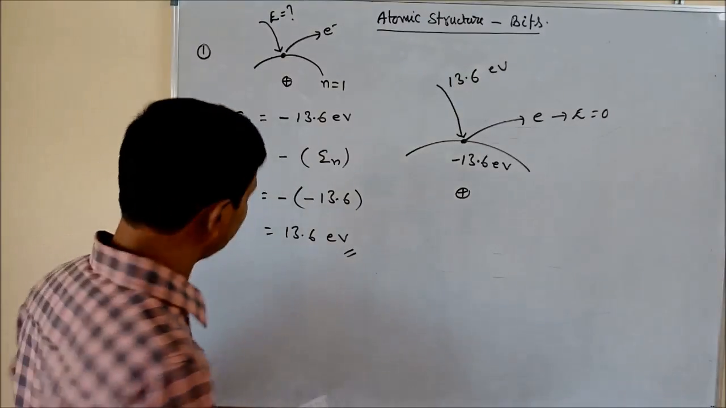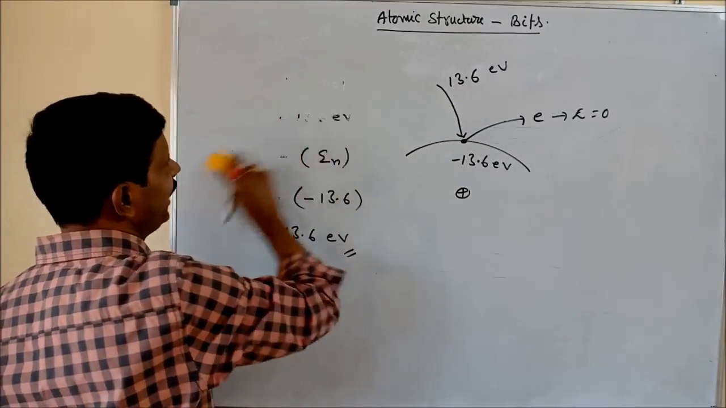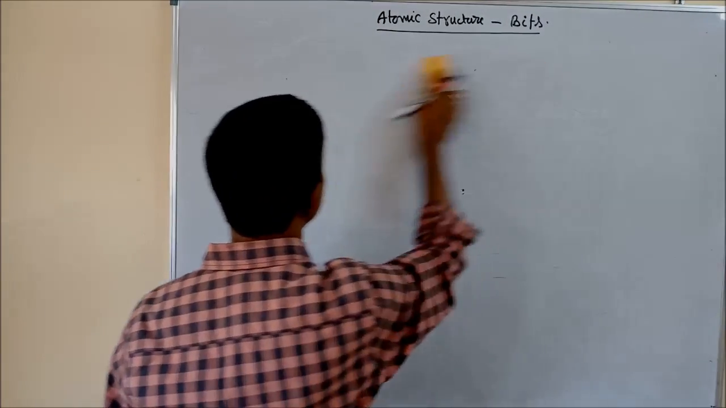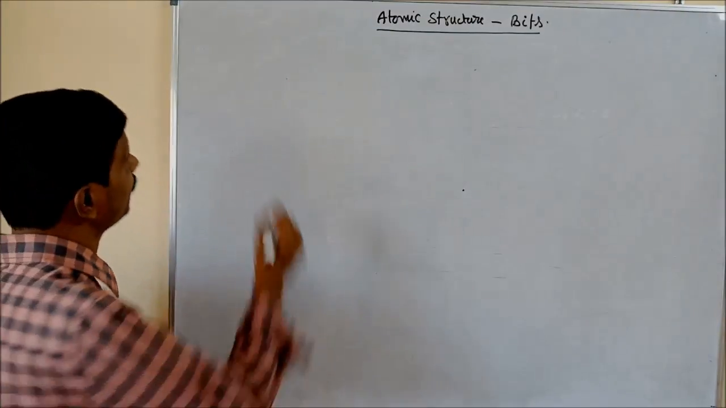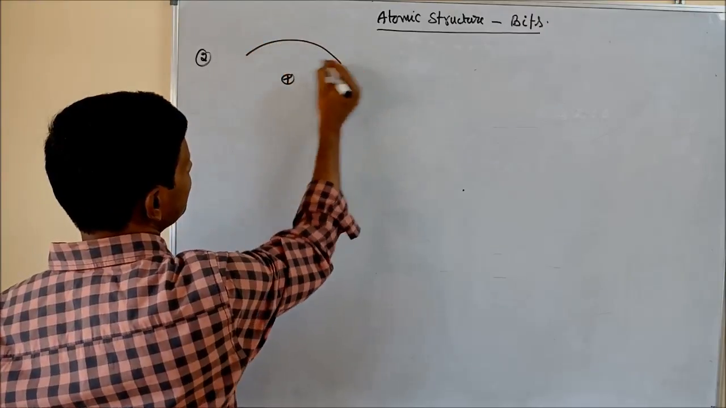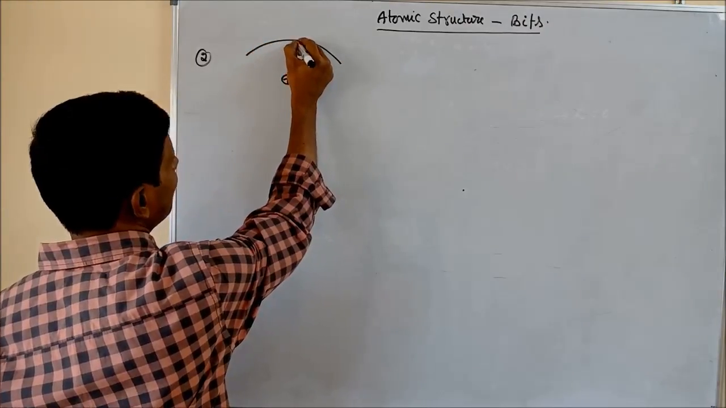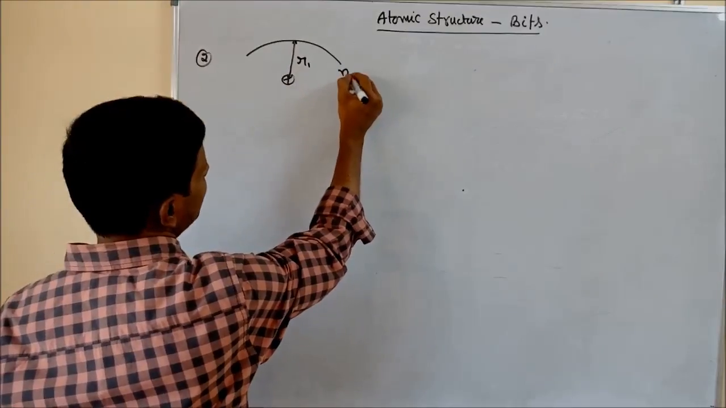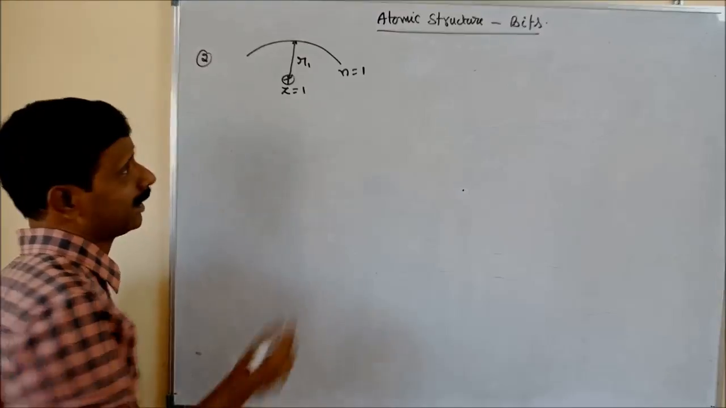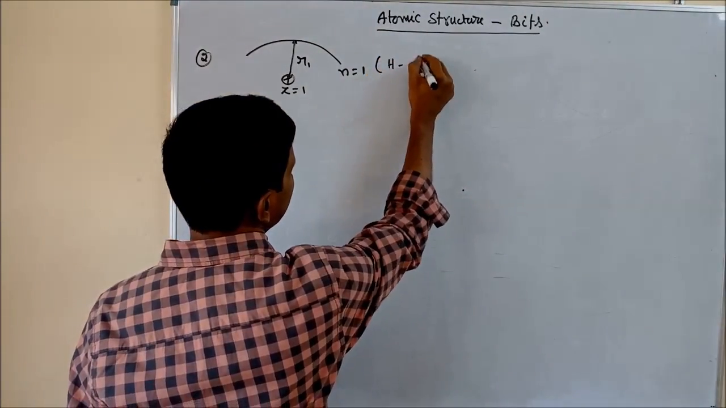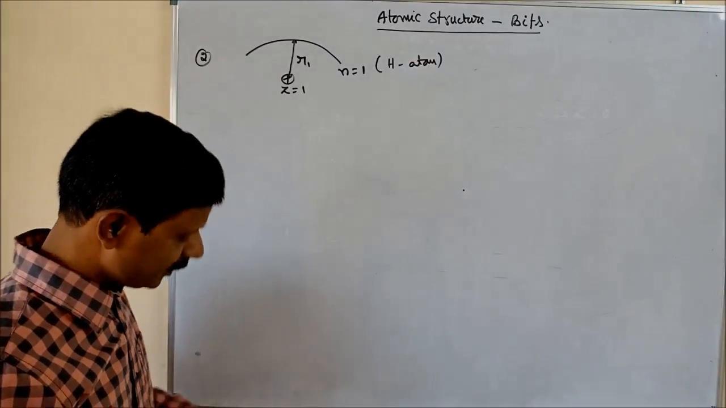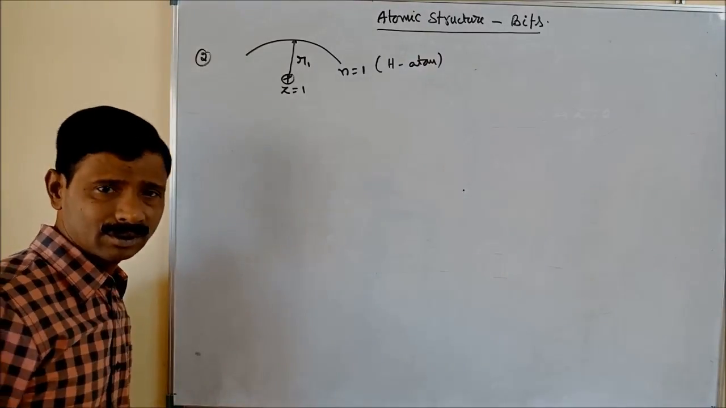And next, another one. As far as the radius is concerned, for example, here there is a hydrogen atom and it is the first orbit. Let it be R1, with n equal to 1 and Z equal to 1, that is for the hydrogen atom, whose size is R1. Now, here we have four options.